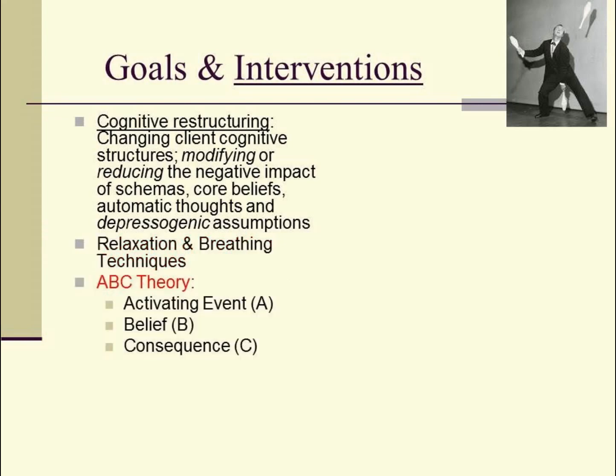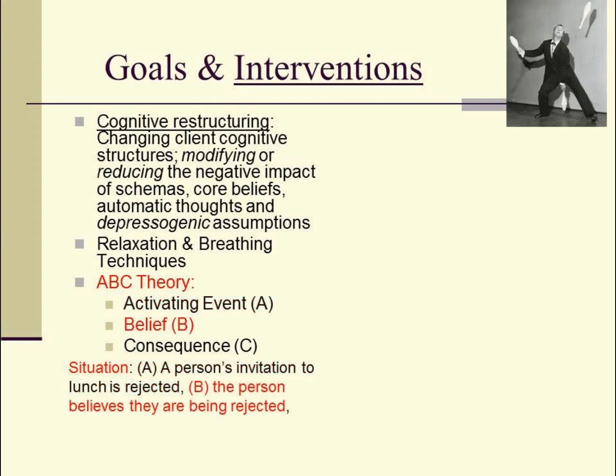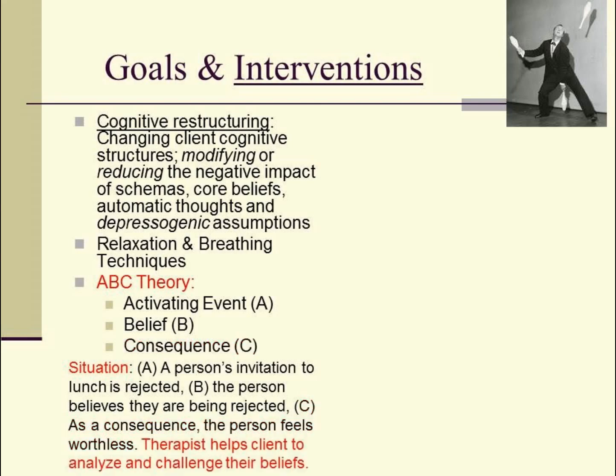Another intervention is ABC theory, in which a situation is characterized as an A, activating event, B, belief, and C, consequence. Here's an example involving an invitation to lunch, when A, the invitation is rejected, which is the activating event, B, the person believes they are being rejected, and C, as a consequence, the person feels worthless. The therapist would use the ABC intervention to help the client analyze and challenge these beliefs.